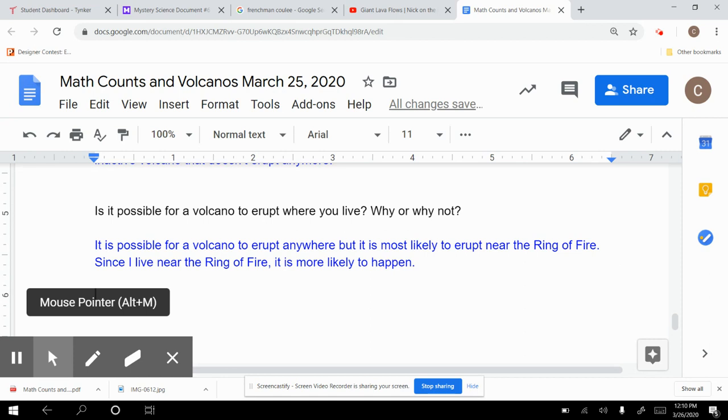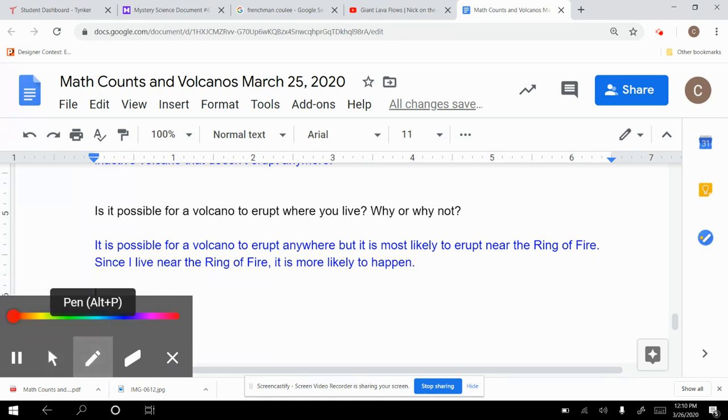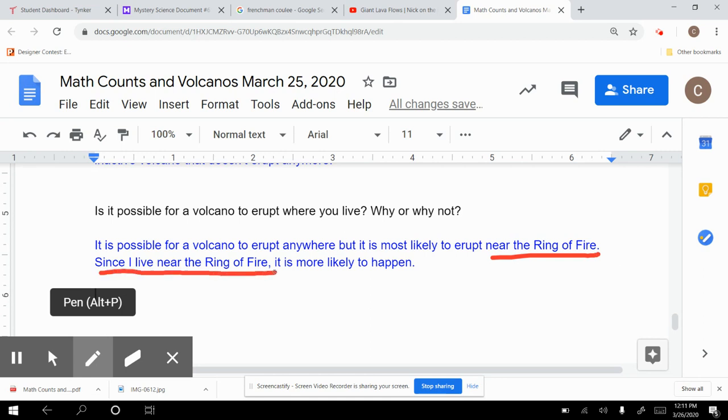So it is possible for a volcano to erupt anywhere, most likely, as it says here, near the Ring of Fire. And since we live near the Ring of Fire, it is more likely to happen. And believe it or not, Mount Baker is still an active volcano, even though it does not erupt.